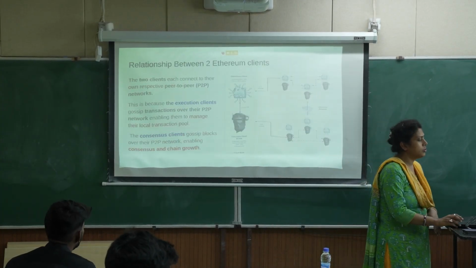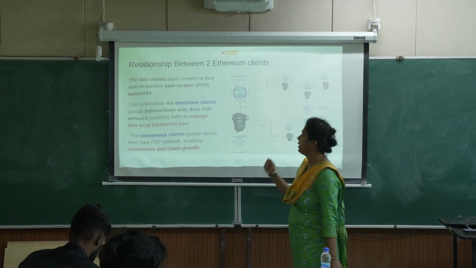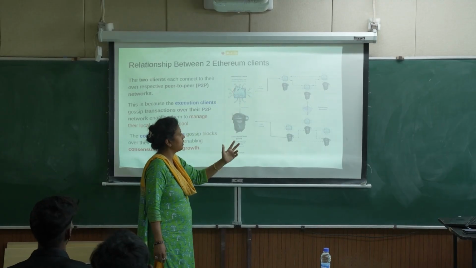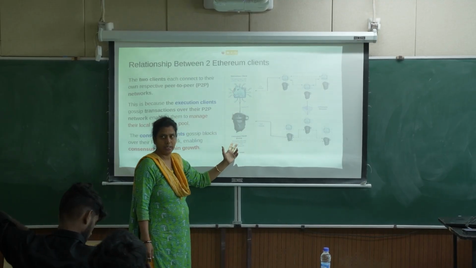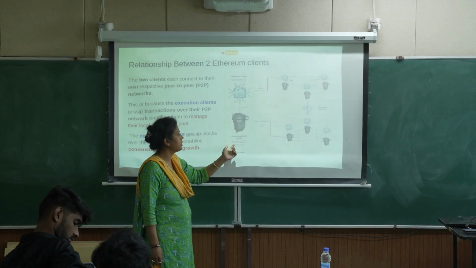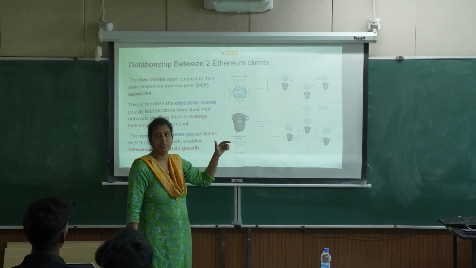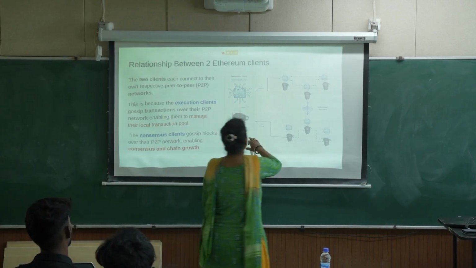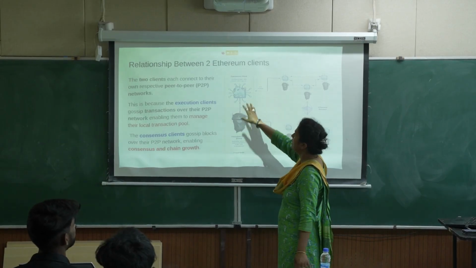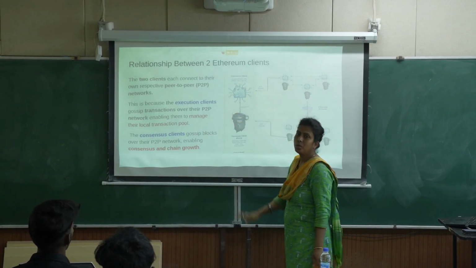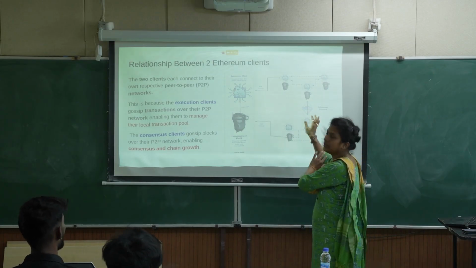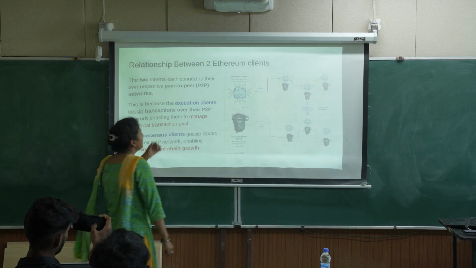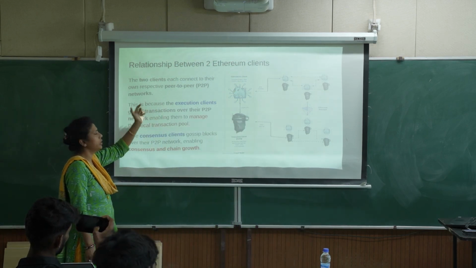Okay, so now the relationship between the two Ethereum clients. You will see here we have shown two clients: one is the consensus client, and the other is the execution client, which is Geth. Geth does transaction handling, transaction gossip, and state management, and the Ethereum Virtual Machine is placed under Geth. Geth is connected to one peer-to-peer network. Similarly, the consensus client is also connected to another peer-to-peer network. Both are connected to the Ethereum network, so the two clients each connect to their own respective peer-to-peer network.